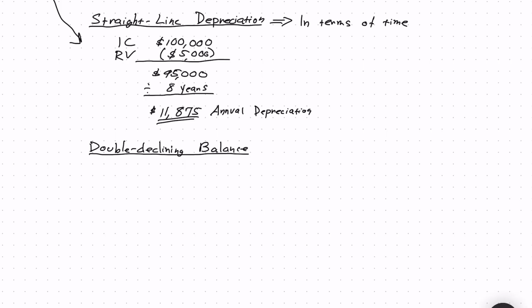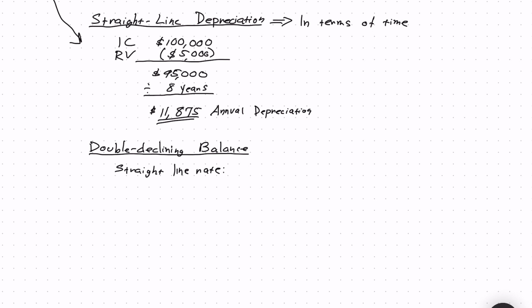The next one we're going to move on to is double declining balance. Again, this one is going to be an accelerated form of depreciation. So we're going to start first by determining what was the straight line depreciation rate. So we find our straight line rate.